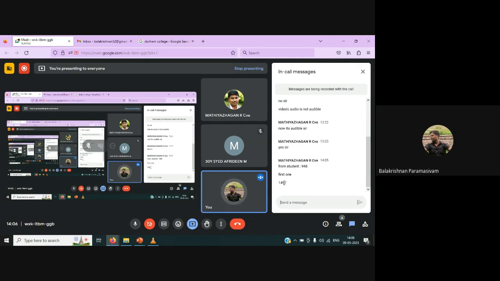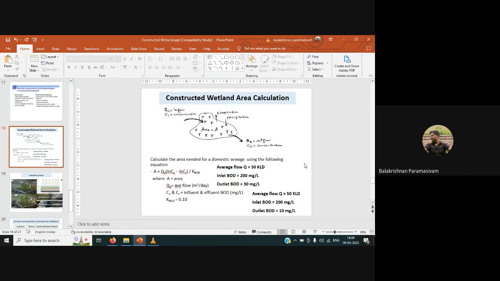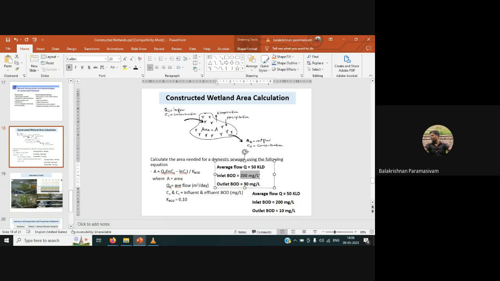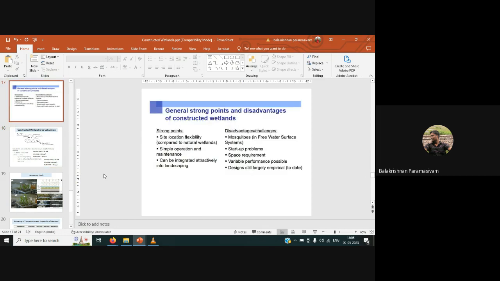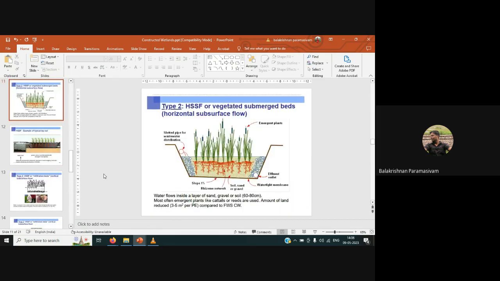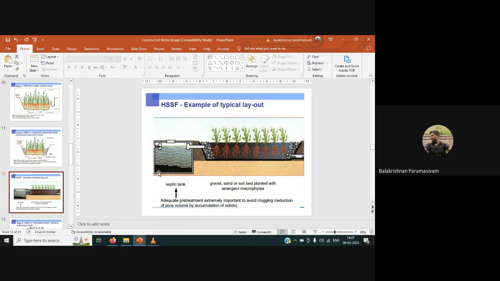Then the second one is 1497 meter square area is required. So that is why we won't provide a constructed wetland for the raw sewage treatment system. So that's why we are providing some pre-treatment, either as a septic tank or any other biological treatment system.